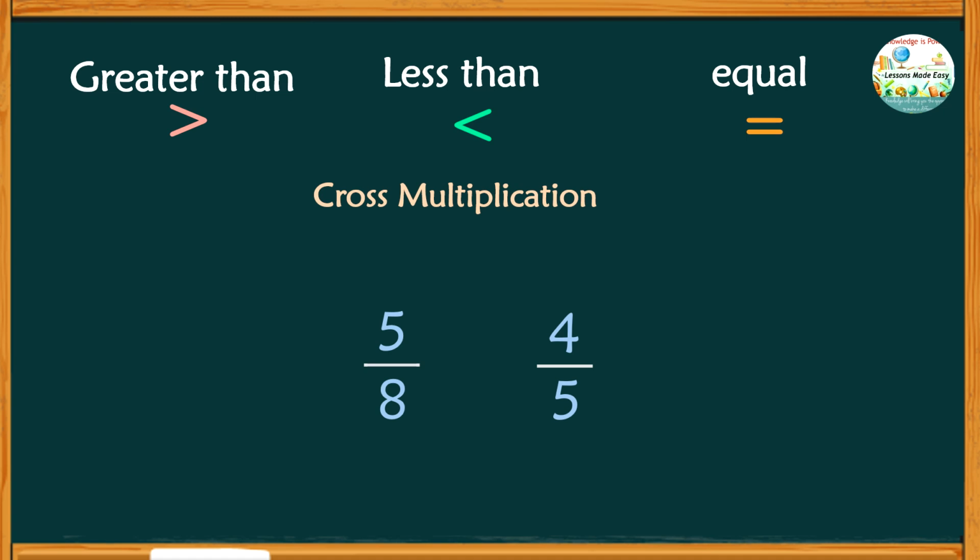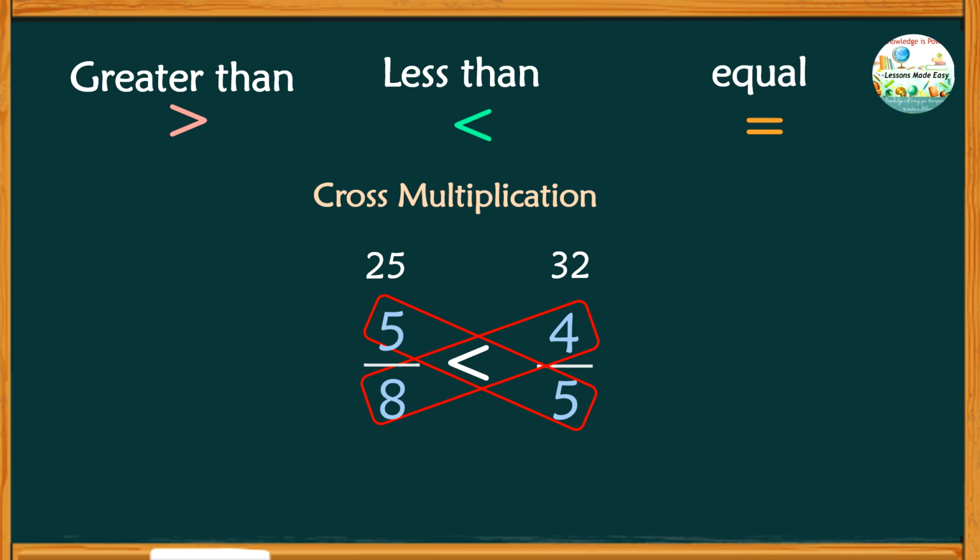For the first set, we have 5 times 5, we got 25. And the other is 4 times 8, which is 32. Obviously, 25 is less than 32. It means 5 over 8 is less than 4 over 5.